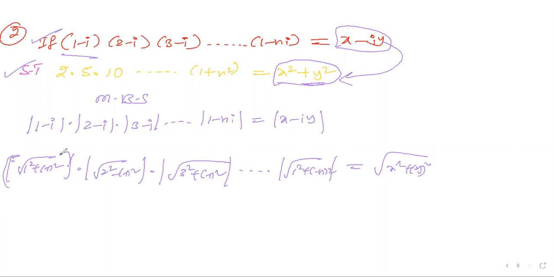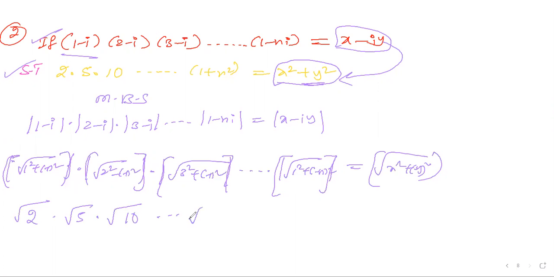Now the modulus is already done, so you just write brackets; it is not a modulus anymore. After the modulus is opened, you get it like this. What answer are you expecting? Root 2. Next, root 5. Next, root 10, up to so on. Here it is root of 1 plus n square. The right side you expect root of x square plus y square.